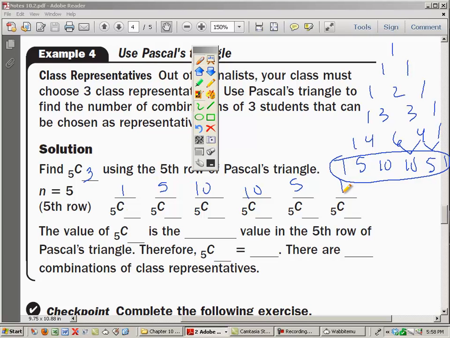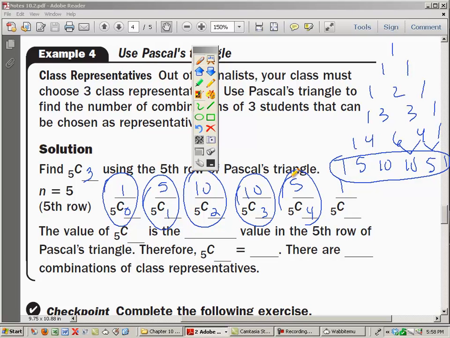Now, if I have 5 objects and I choose 0 of them, there's one way to do that. If I have 5 objects and choose 1, there's 5 ways to do that. If I have 5 objects and choose 2, there's 10 ways to do that. And 5 objects choose 3, 10 ways, 4, 5 ways, and all 5, there's only one way to pick all 5. All right. The value of 5 choose 3 is the 4th value in the column. So 1, 2, 3, 4. That is 5 choose 3. And therefore, 5 choose 3 is equal to 10. There are 10 different ways that we can choose 3 elected officials out of 5.